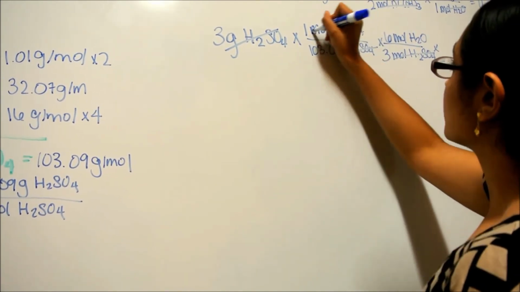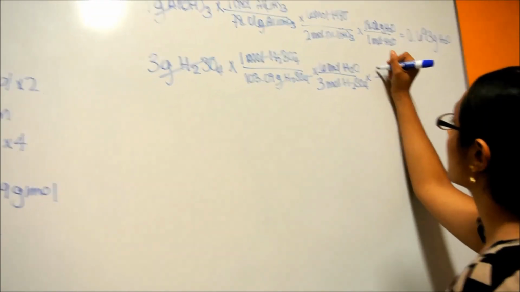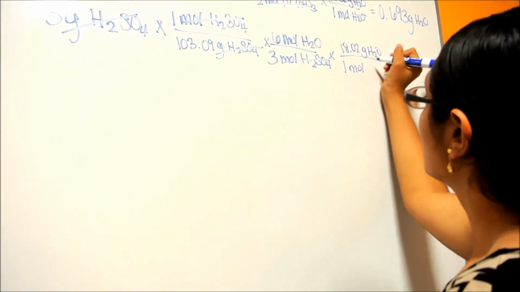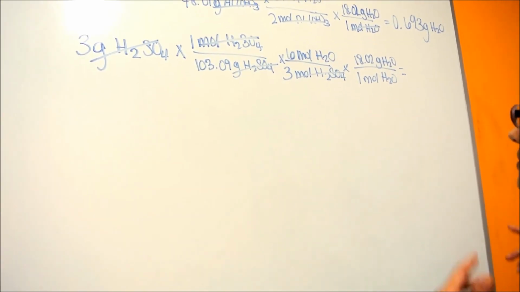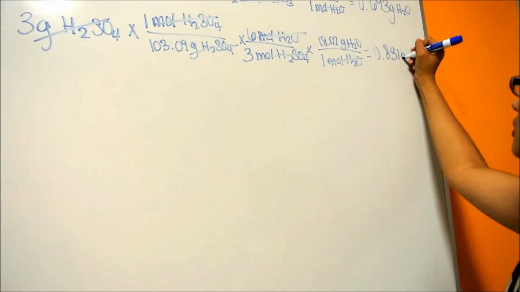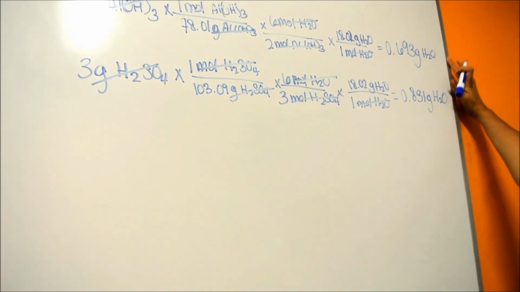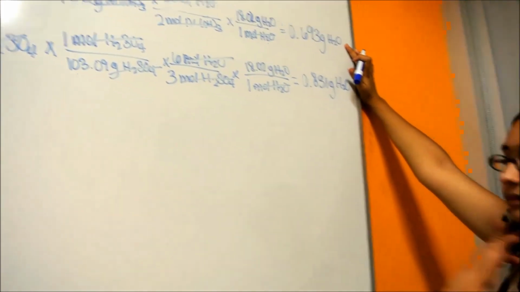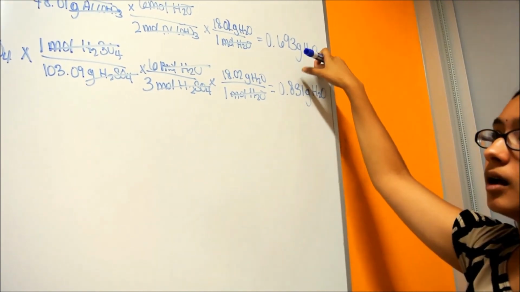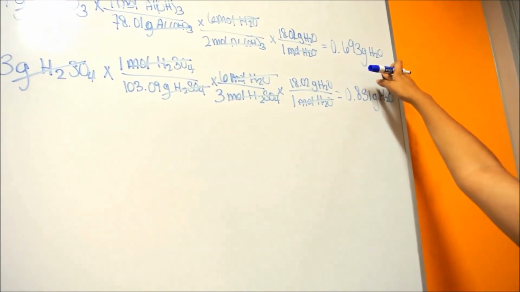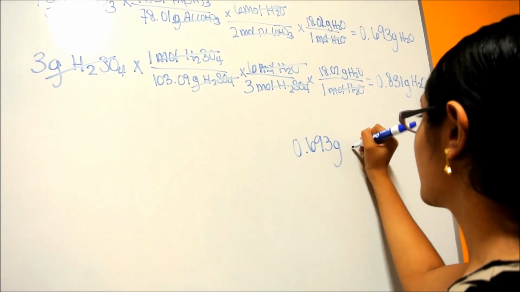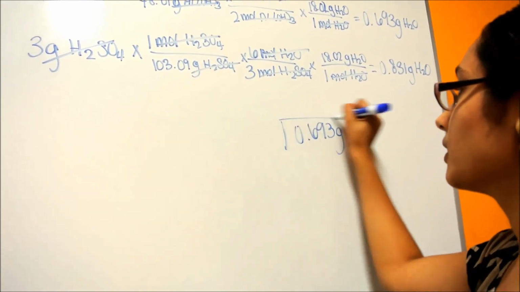My moles of sulfuric acid are going to cancel. I'm going to turn this back into grams of water. I'm going to have 18.02 grams of water over 1 mole of water. Now these will cancel, and multiplying that all out, you get 0.831 grams of water. Now comparing the two, this first one creates less water, so that's my total amount of water that's created, and aluminum hydroxide is going to be my limiting reactant. So my final answer is that 0.693 grams of water is produced from my reaction.